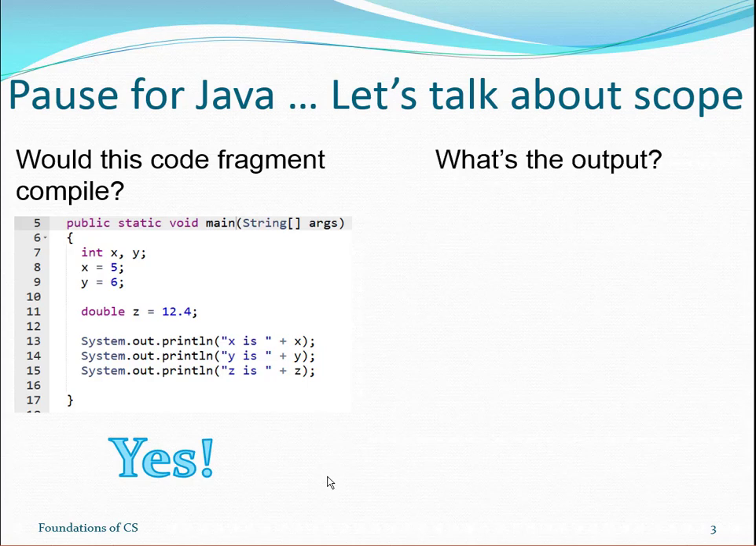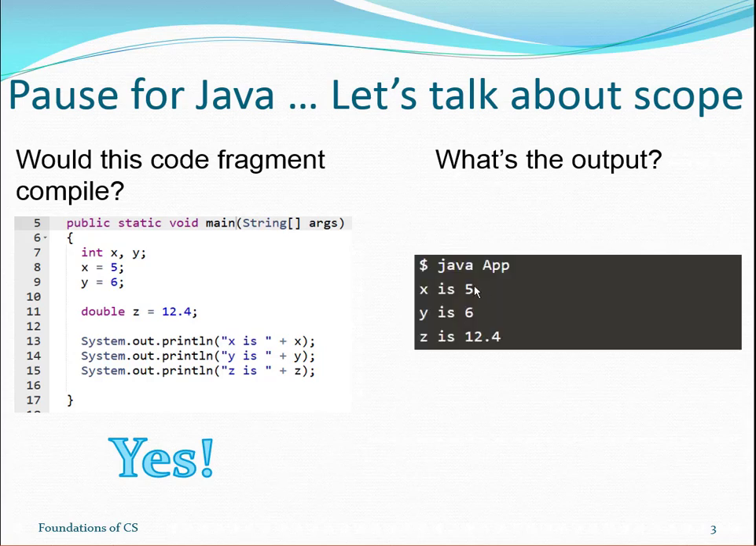And if we look at it and say, what's the output? Well, we've got X and Y. X is 5, Y is 6, and Z is some double, 12.4, and I print them out. So if I run my app, it's going to print X is 5, Y is 6, Z is 12.4. That looks good. Okay, no problem.